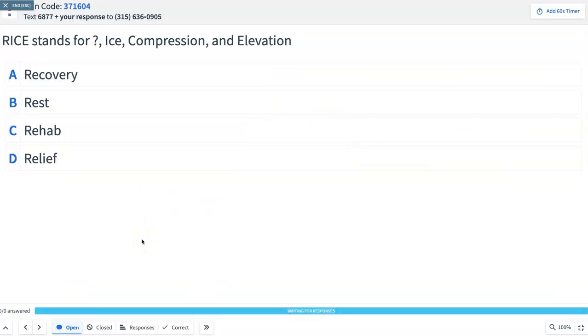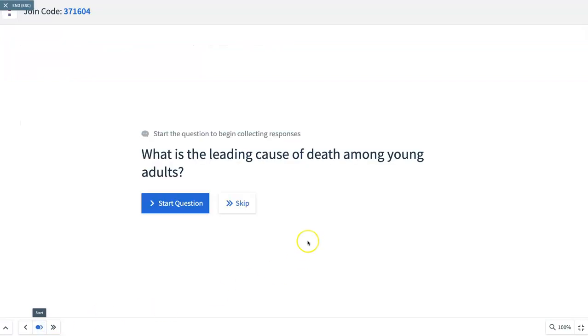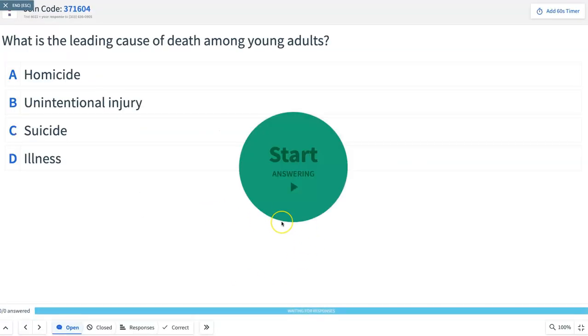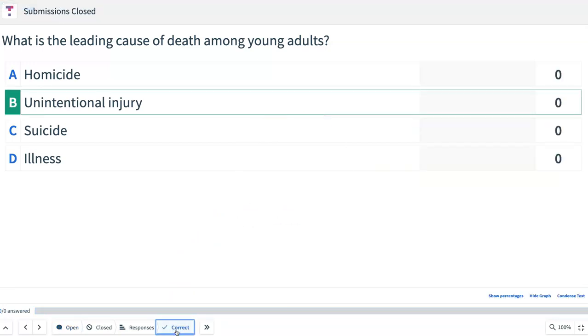All right, RICE stands for blank, ice, compression, and elevation. So what does the R stand for? It stands for rest. What is the leading cause of death among young adults? We got homicide, unintentional injury, suicide, and illness. Answer is unintentional injury. Specifically, it is motor vehicle crashes. It has the most.